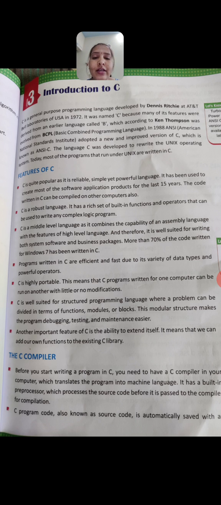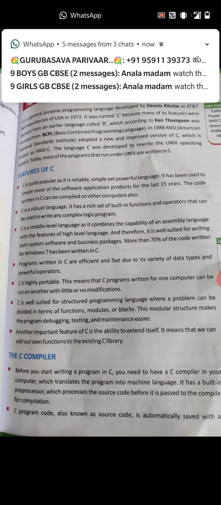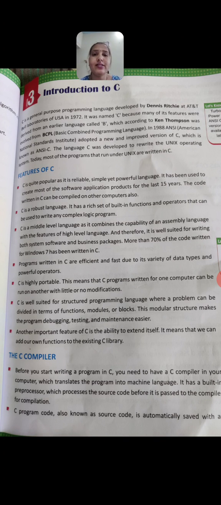Okay, then another feature, it has the ability to extend itself. It means that we can add our own functions to the existing C library. So for example, consider we have written a C program. In that, if you want to modify anything in that program, we can modify it, and we can add any functions in between that program. So it has this ability, that we can call the C programming language. Okay, this is all about features of C.